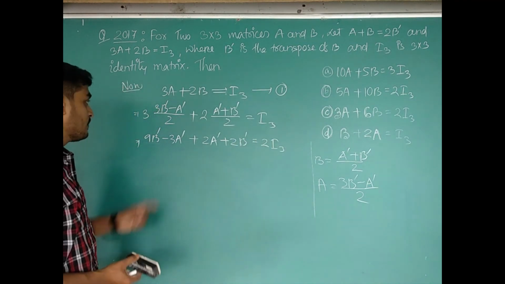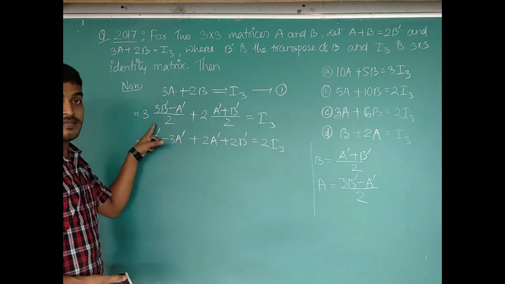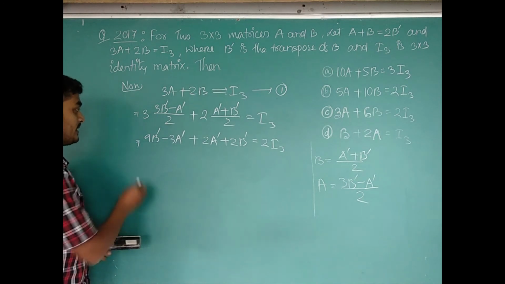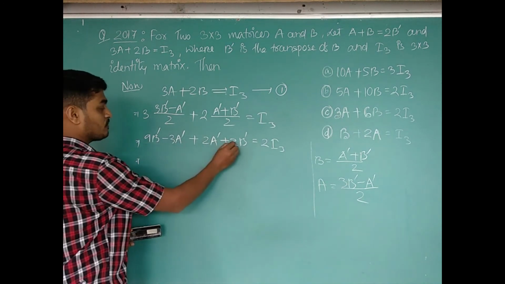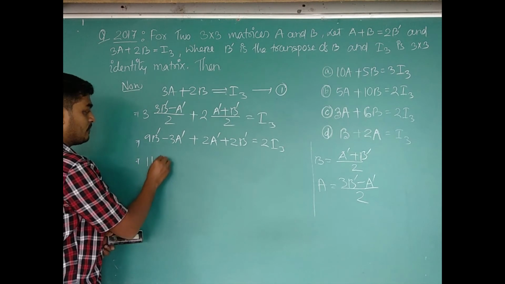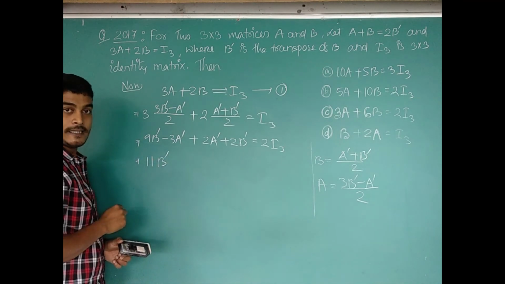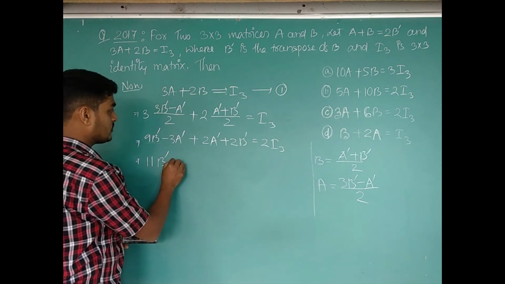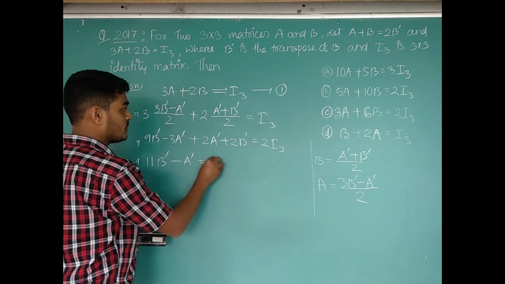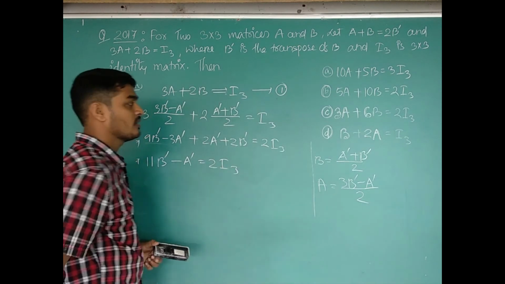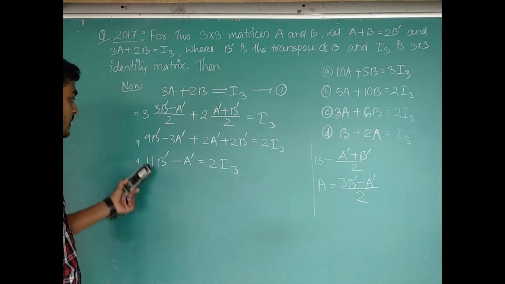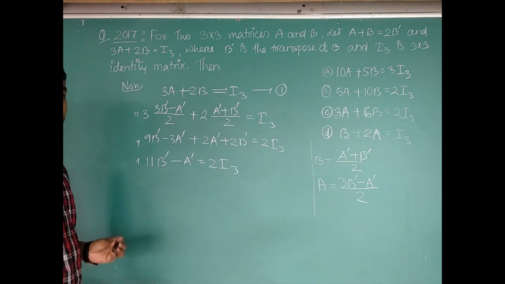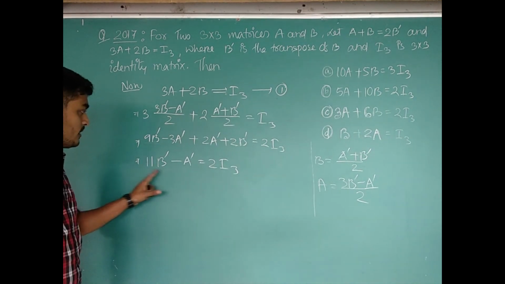I hope you are getting my point. Here we have taken 2 as the LCM. After taking 2 as the LCM and simplifying, we have it like that. So 9B transpose plus 2B transpose is equal to 11B transpose, correct? Then minus A transpose, which is equal to twice I3. Okay, we have got this one.